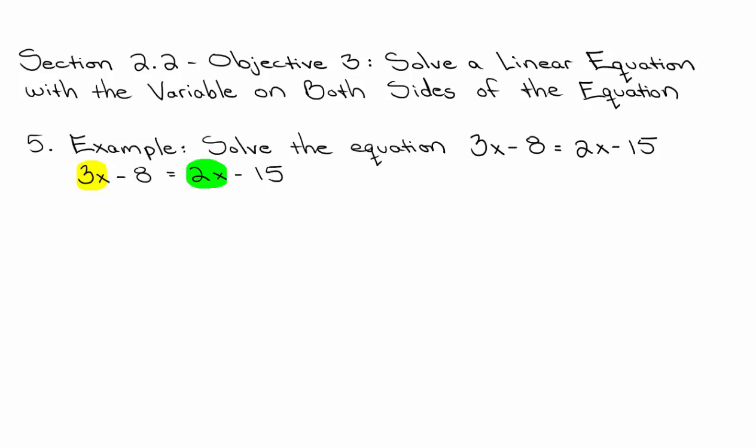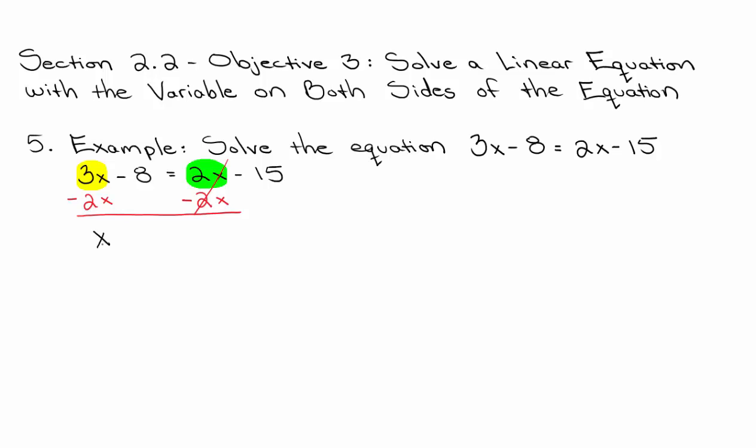I'm going to choose to move the 2x as a negative to the other side. So I'm going to subtract 2x from both sides of the equal sign. These are going to cancel out. And notice here that now I will end up with a positive 1x on the left-hand side.